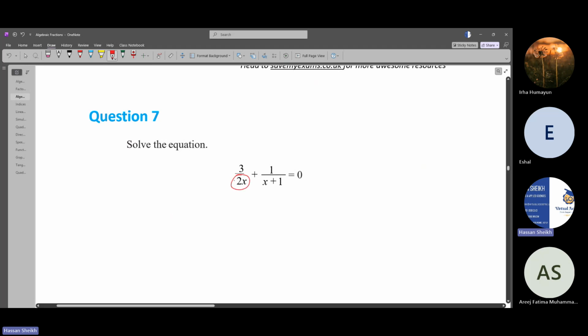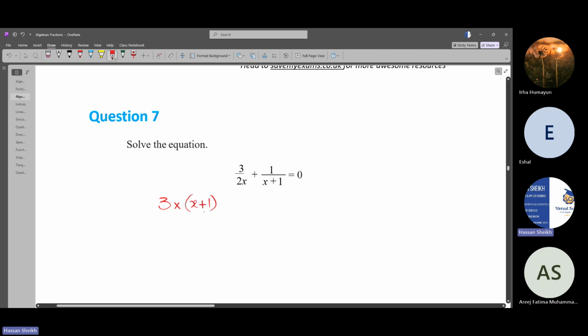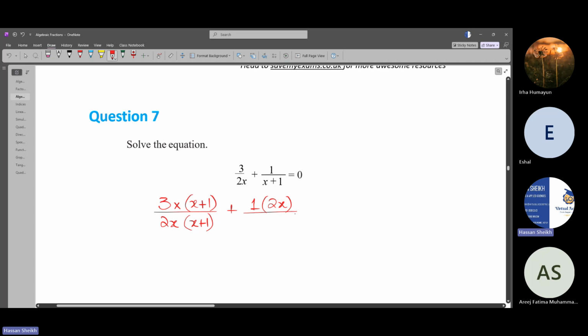Now, the same rule we follow with the algebraic fractions. Now, 2x and x plus 1, they are not the same. So the fractions' denominators are not the same and we need to make them the same. To make them the same, always remember that we multiply the first fraction by the denominator of the second fraction in the numerator as well as in the denominator. And we multiply the second fraction by the denominator of the first fraction.